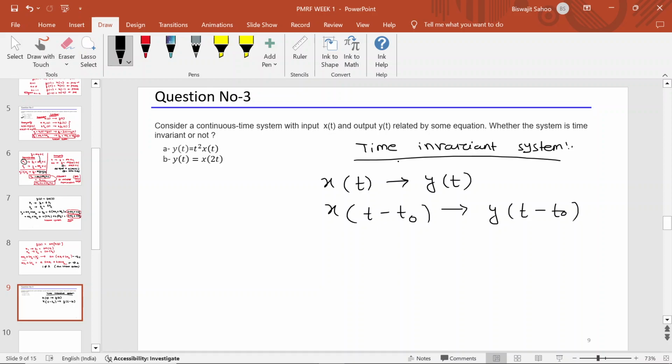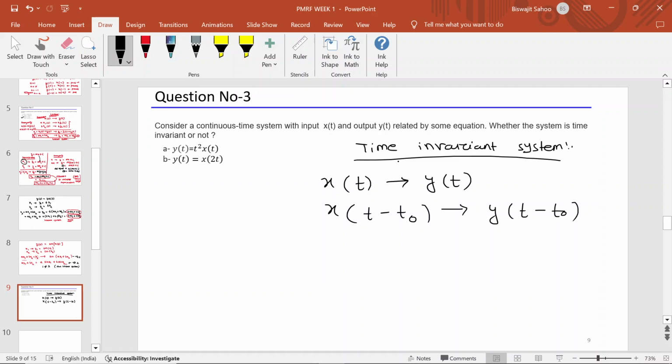Whenever you shift one equation to the right by some amount, your output is also displaced by the same amount. It doesn't depend on the time, it depends on the value which is added to both, the same value. Okay, so this you can say in mathematical analysis. So let me solve the first question for you.